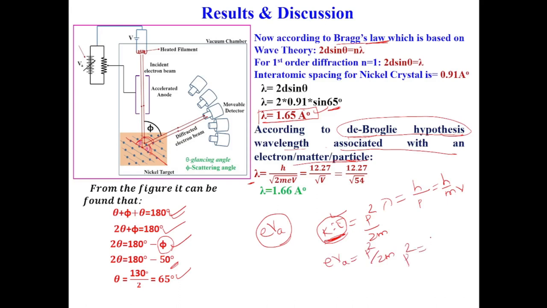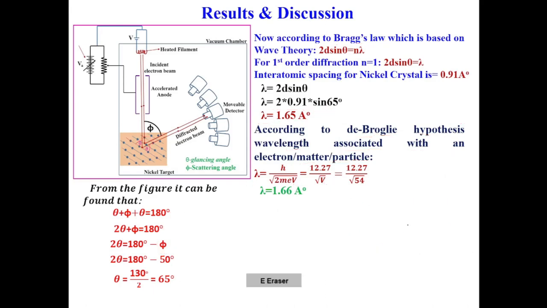Then p square will be equal to how much? 2m into E into Va. Then p will be equal to root over 2m E into Va. Same thing it has been written. Here you have to write Va, okay, instead of V, you have to write Va, accelerating voltage. Va and Va, right? So here you have to write Va and Va.